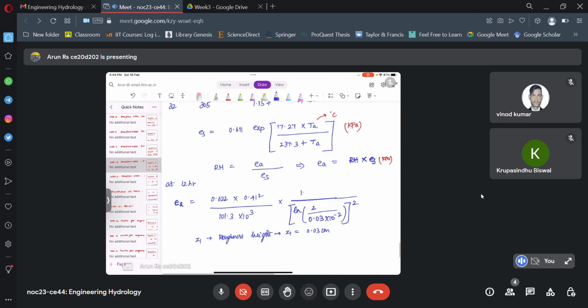And we have the density of air in the numerator, 1.135 multiplied by 4.2. At T is equal to 12 hour, your saturation vapor pressure is 5.624 minus the vapor pressure of the air, which is 3.374. So again this into 10 to the power of 3, because I am converting the kilopascals into pascals.